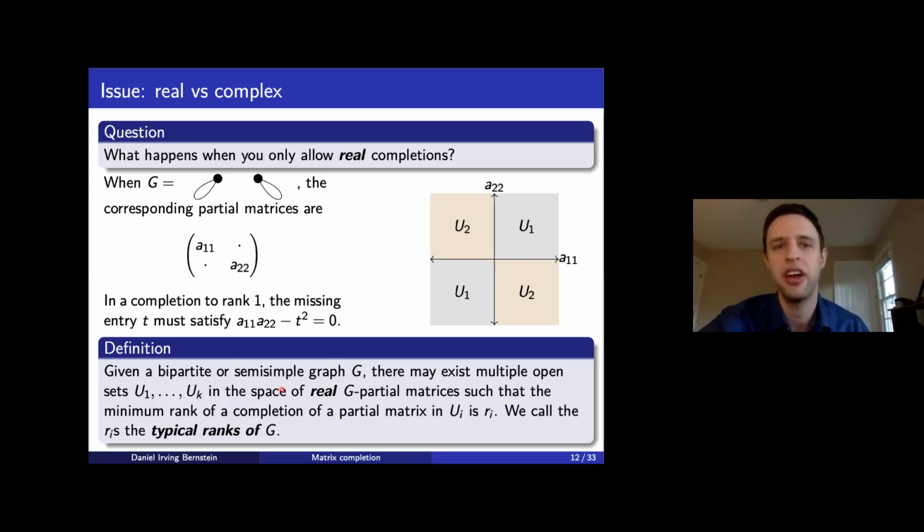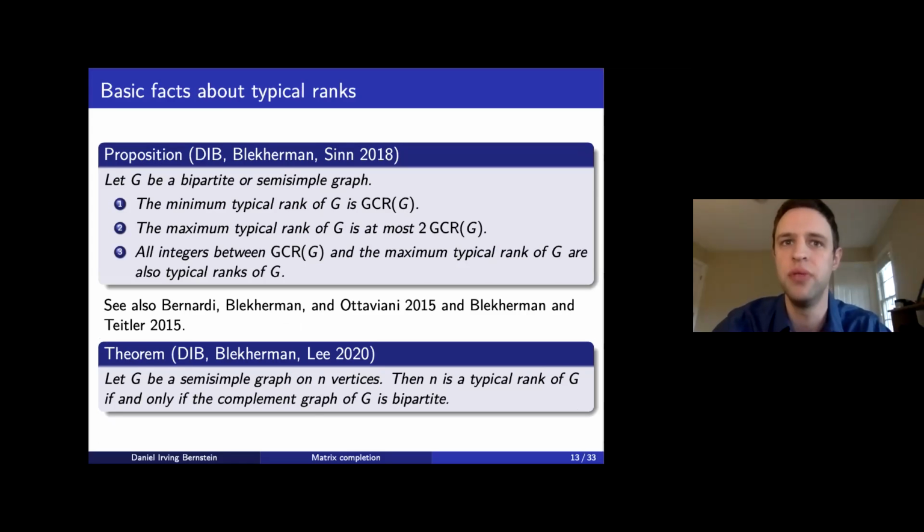So given a bipartite or a semi-simple graph G, there could potentially exist many open sets, U1 through UK, in the space of real G partial matrices, such that the minimum rank of a completion of a partial matrix in Ui is Ri. And these different ranks are what are called typical ranks. This is an analogy to a similar phenomenon that is observed in tensor rank. So here are just two results on typical ranks that tell you there are things you can say.